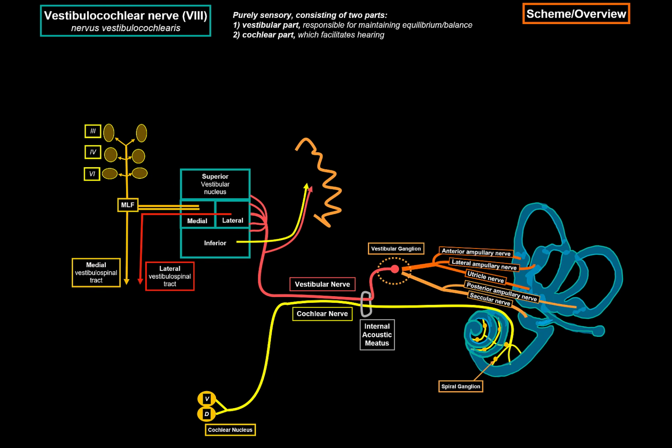Then we have fibers that go all the way up to the ventral posterior group of the thalamus. These are fibers that primarily come from the superior vestibular nuclei. They then project to the internal capsule and further radiate into different areas of the cerebral cortex. It could be to the primary somatosensory cortex to map the body's location and movement signals.